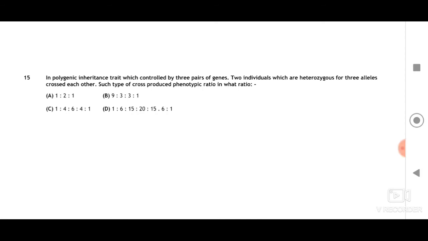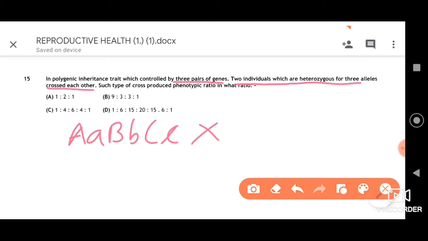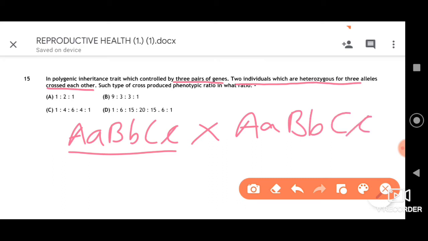Next we have, in polygenic inheritance, a trait which is controlled by 3 pairs of genes. Say for example, capital A, small a, capital B, small b, capital C, small c. Fine, 3 pairs of alleles. Two individuals which are heterozygous for these 3 alleles cross with each other, that means capital A, small a, capital B, small b, capital C, small c. Such a cross produces what phenotypic ratio? We need to identify that, dear friends.